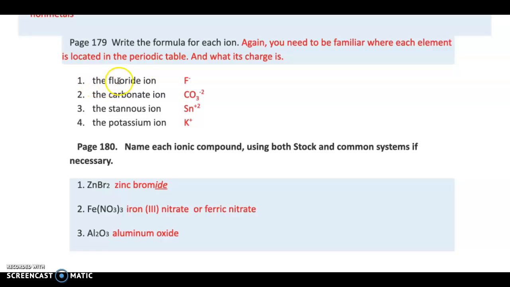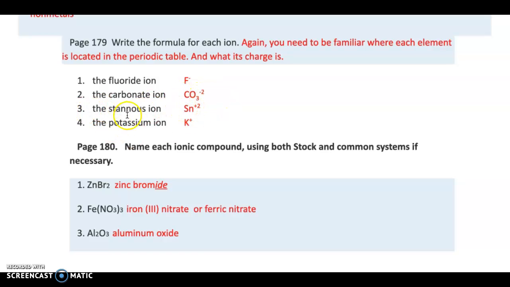So this is a fluoride ion. You look for fluorine and you know that it's in the 17th column, so it has a charge of -1. So here's your fluoride ion. The carbonate ion is something that you should memorize. CO3 with a charge of -2. This is not something you can easily find in the periodic table. This is something that you need to memorize.